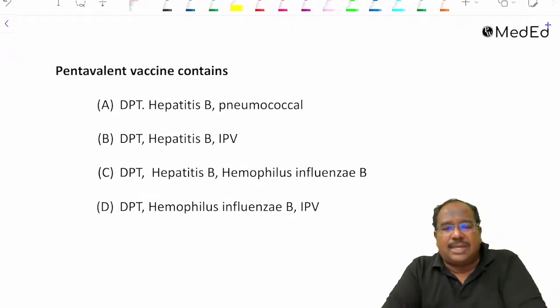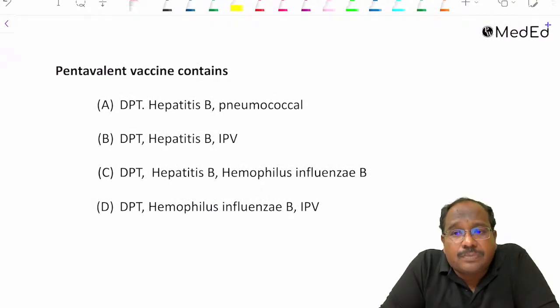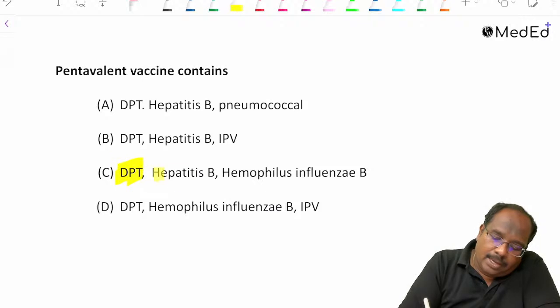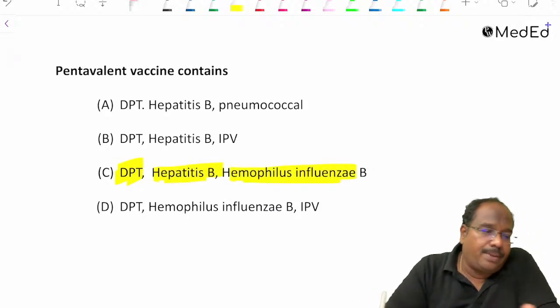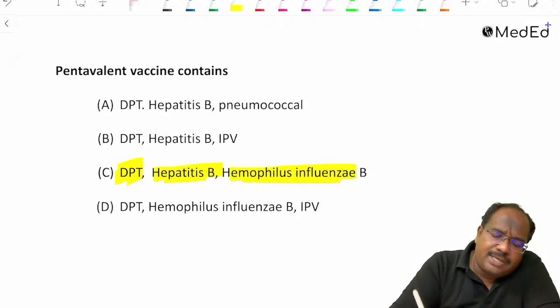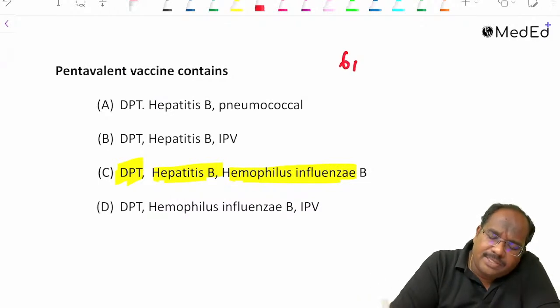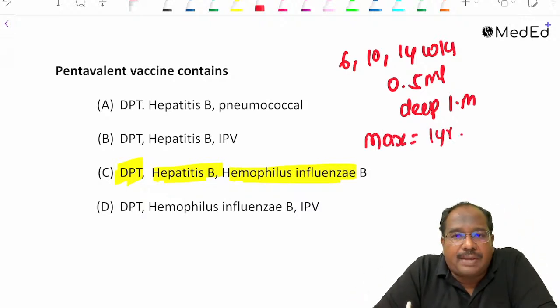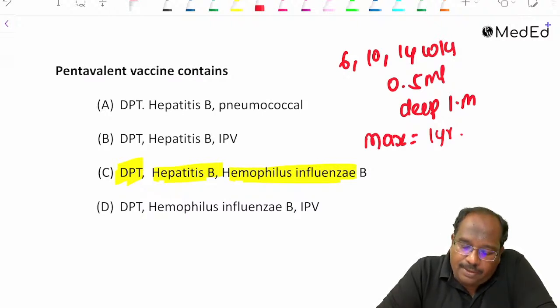Pentavalent, straightforward question, guys. So what is pentavalent? The pentavalent vaccine is used for five diseases, including DPT, hepatitis B, and H influenzae B. It is given at 6, 10, 14 weeks, 0.5 ml IM, maximum up to 1 year, not more than 1 year. So in the National Immunization Schedule, pentavalent can be given at maximum up to 1 year of age.